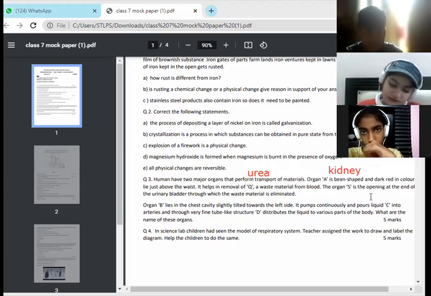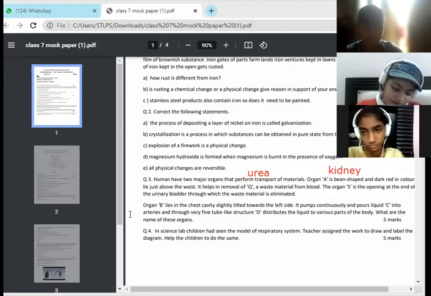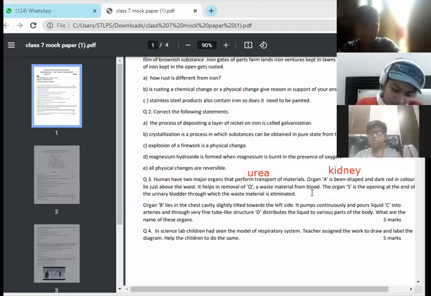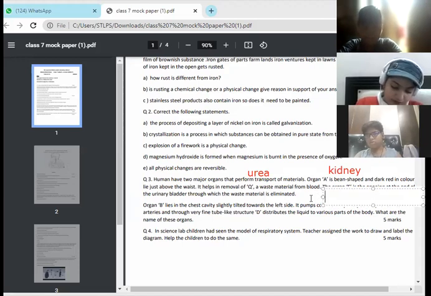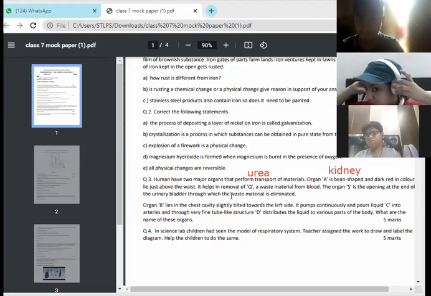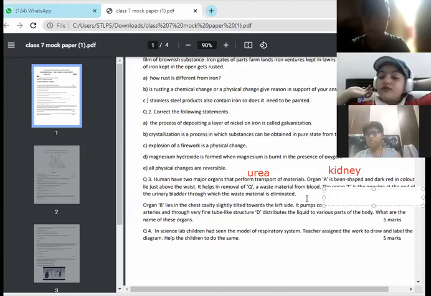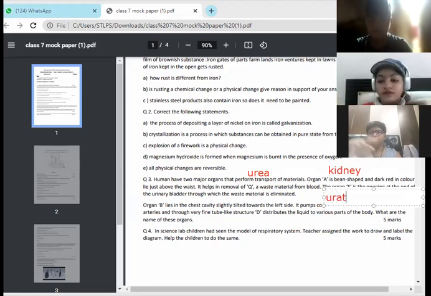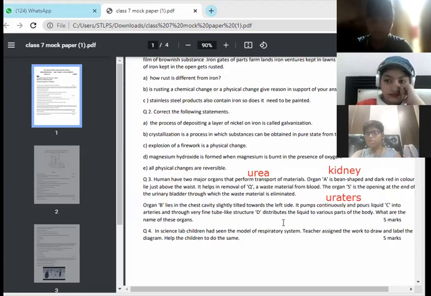Next, the organ S is the opening at the end of the urinary bladder through which the waste is eliminated. That is ureters. Okay. So S are the ureters. Got it? Now next, come to the second part.